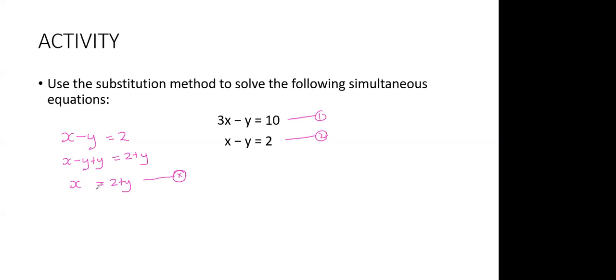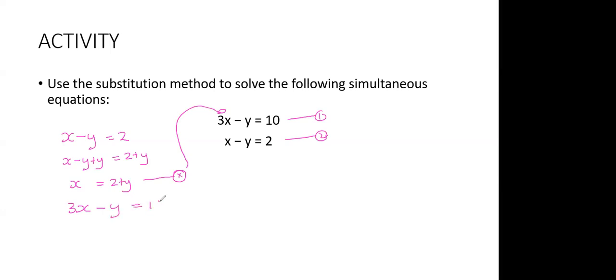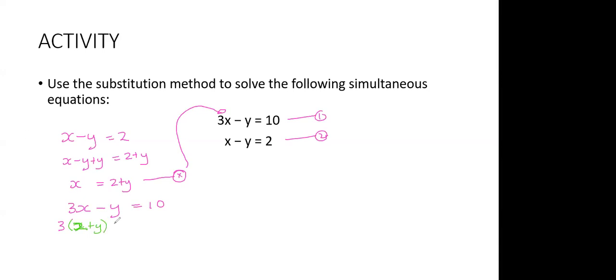What I do, I get this x and put it into the first equation. Wherever there is x, I'm going to put 2 plus y. So I'll have 3x minus y is equal to 10. Where there is x, I put 2 plus y. I am substituting now where there is x. So I'll have 3, then in brackets 2 plus y, then I bring back my minus y is equal to 10.